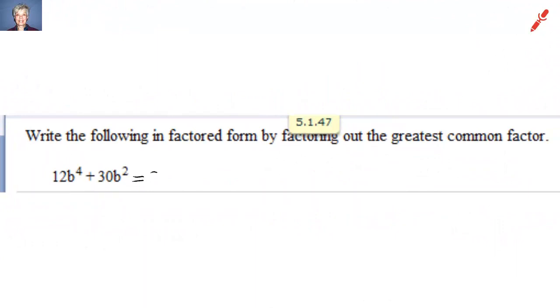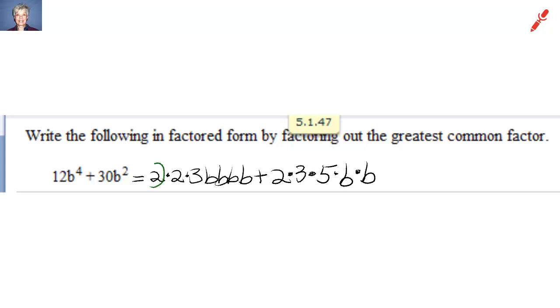Write the following in factored form by factoring out the greatest common factor. Okay, 12b to the 4th breaks down into 2 times 2 times 3 times b times b times b times b. And 30b squared breaks down into 2 times 3 times 5 times b times b. Now we have to find what numbers and letters are in both terms at the same time.